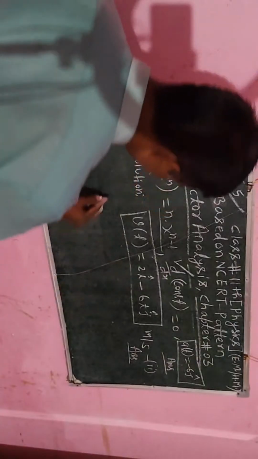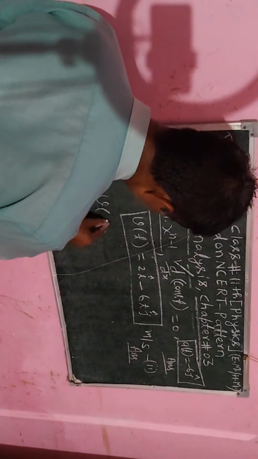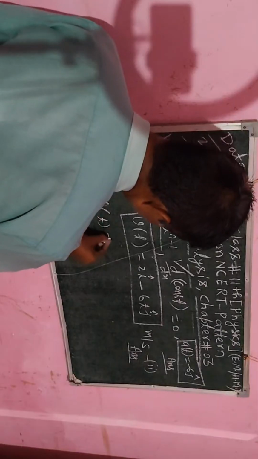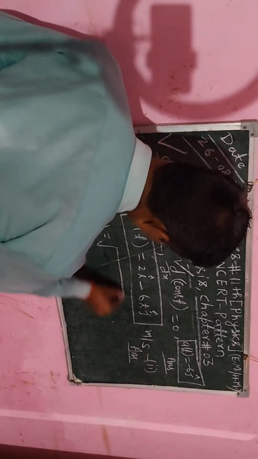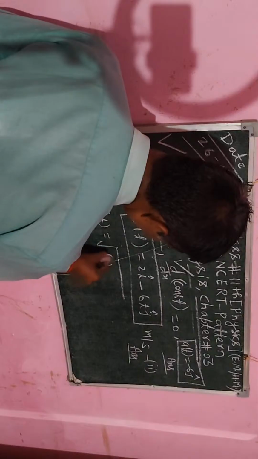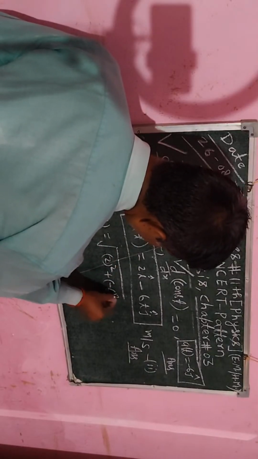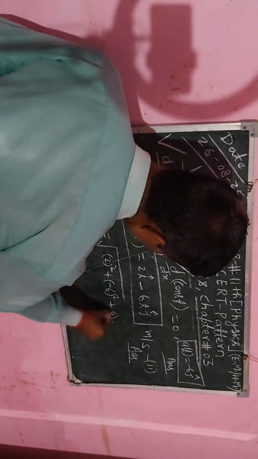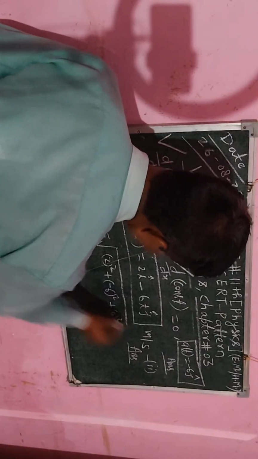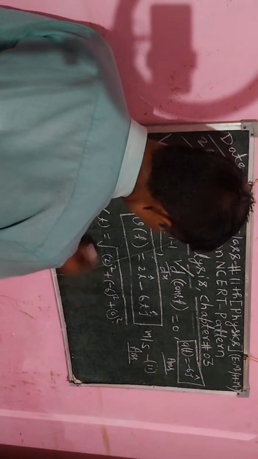So here I have to get the magnitude of the velocity, that will be in square root. Here I will put 2 whole square plus -6 whole square, because the term is 0, so I can put here 0 whole square.